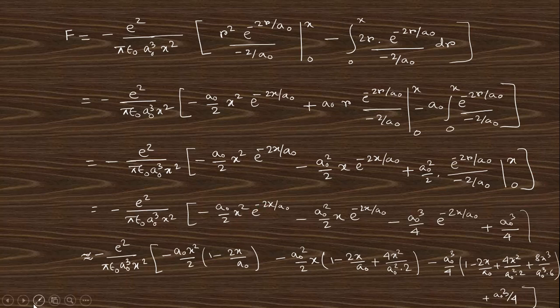Now this exponential, e to the power x, expands as 1 plus x plus x square by factorial 2, and so on. We expand up to the term of x cube. So for this exponential you take 2 terms, for that one you take 3 terms, and for the other you take 4 terms, such that we can take only up to the x cube term. This exponential gives you these 2 terms, this one gives 3 terms, this one gives 4 terms, and this is the constant.